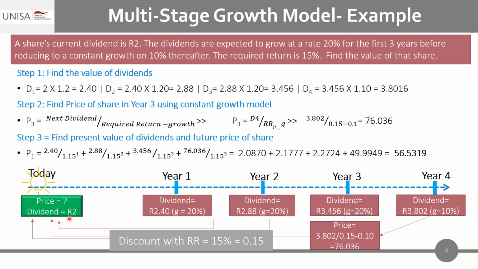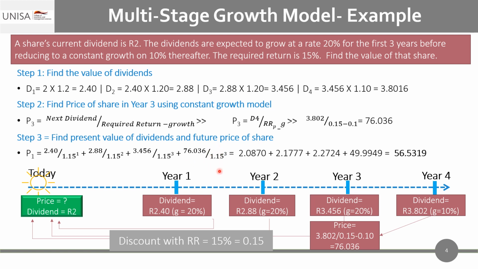So we are now left with the one small job of discounting, which is shown in step number 3. So we are saying the first dividend is 240, we discount by 1.15 to the power of 1, plus the second dividend 288 divided by 1.15 to the power of 2 because of year 2. Third dividend 3456 divided by 1.15 to the power of 3 because this is in year 3, plus 76036 divided by 1.15 to the power of 3.